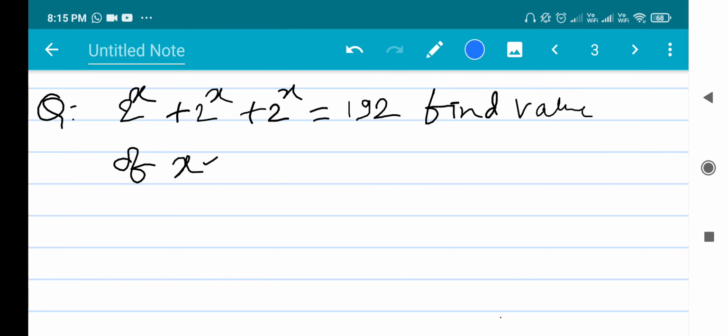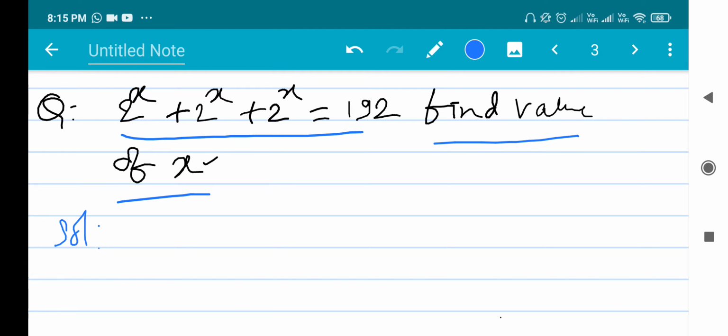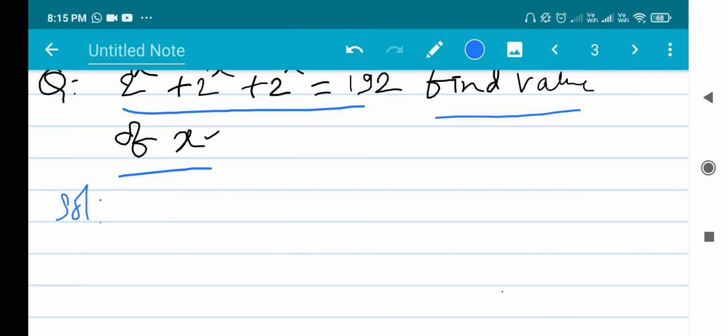See here, 2 to the power of x plus 2 to the power of x plus 2 to the power of x is equal to 192. This is given. So what to find? Find the value of x. So go for the solution without wasting any time. Just see here, 2 to the power of x plus 2 to the power of x plus 2 to the power of x. So what to do? Just take 2 to the power of x common. So what happened? 1 plus 1 plus 1 is equal to 192.